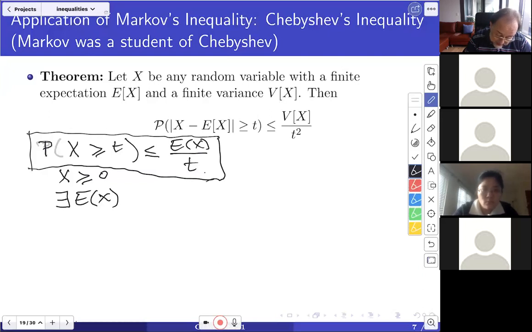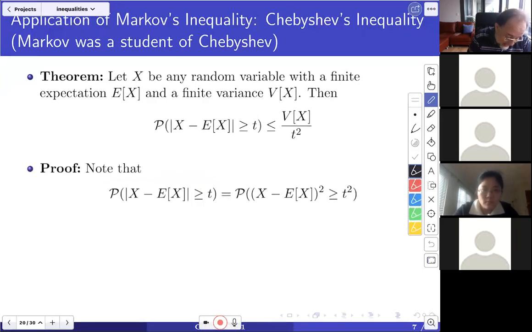one of the most important applications of this inequality. And this is Chebyshev inequality, and Markov was a student of Chebyshev. So actually the teacher developed further the work of his student, it seems. So what does the Chebyshev inequality say? First of all, random variable x no longer has to be non-negative, but it should have both expectation and should have a finite variance, right?